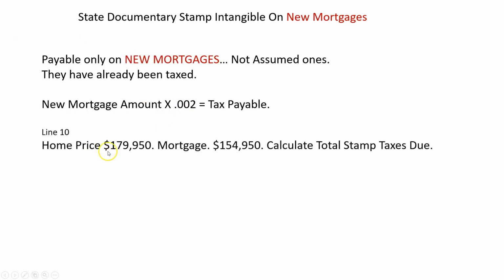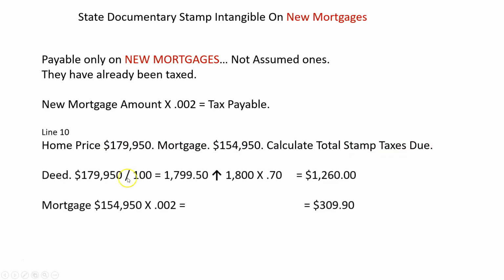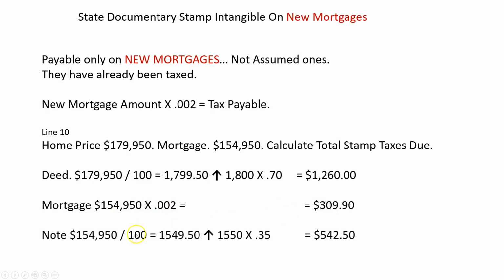In this particular case, the home price is 179,950 and the mortgage is 154. Calculate the total stamp taxes due. Well, in this particular case, we work out the deed first of all. Then we do the assumed mortgage, and the new mortgage tax. And then we do the regular 0.35, but we have to round up.